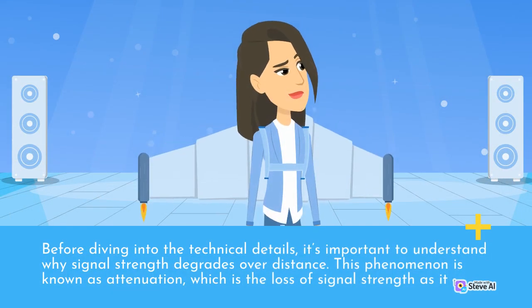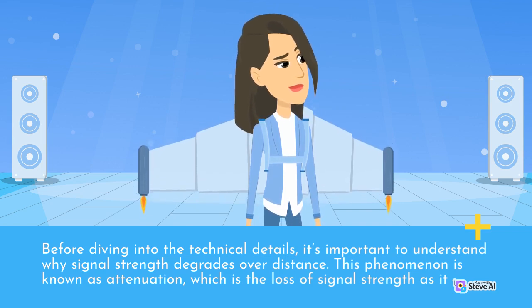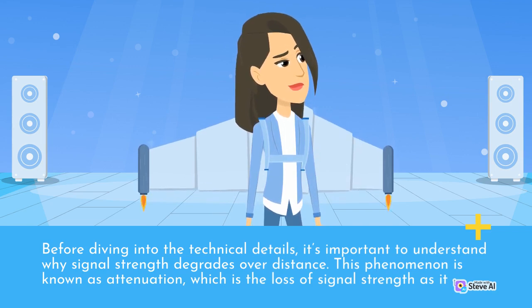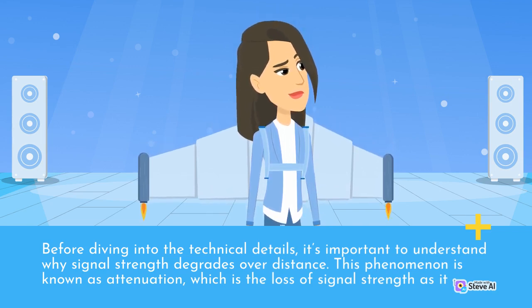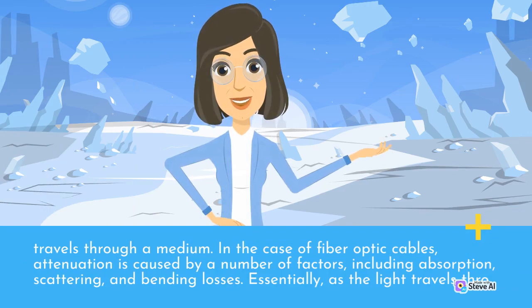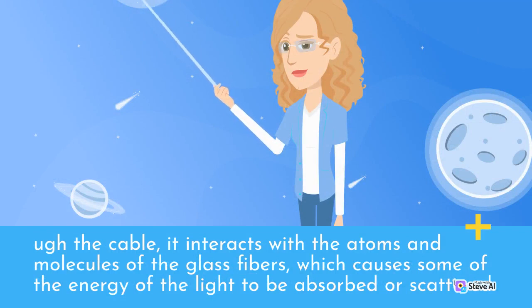Before diving into the technical details, it's important to understand why signal strength degrades over distance. This phenomenon is known as attenuation, which is the loss of signal strength as it travels through a medium. In the case of fiber optic cables, attenuation is caused by a number of factors, including absorption, scattering, and bending losses. Essentially, as the light travels through the cable, it interacts with the atoms and molecules of the glass fibers, which causes some of the energy of the light to be absorbed or scattered.